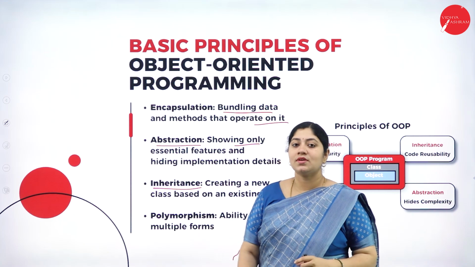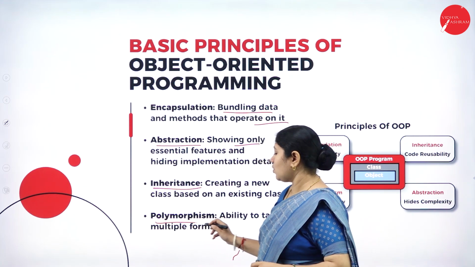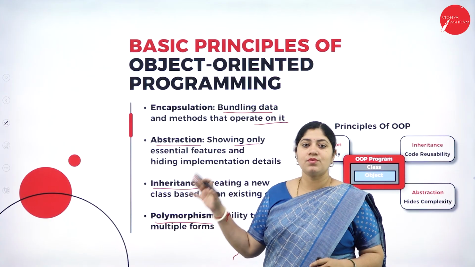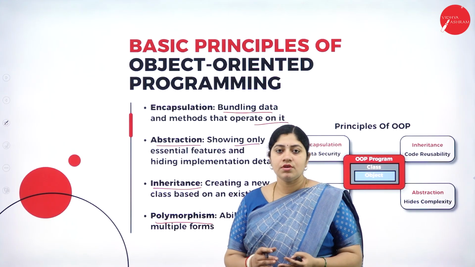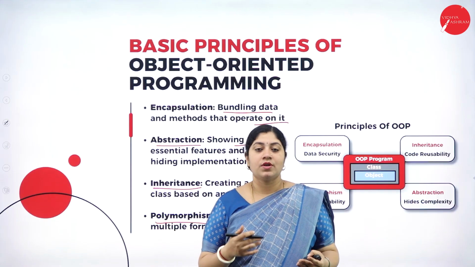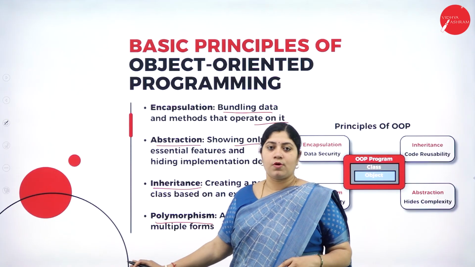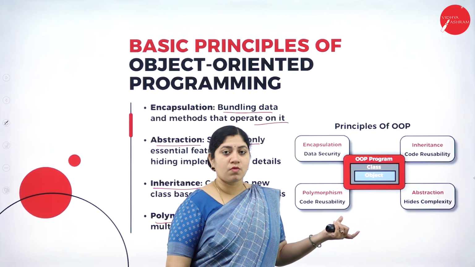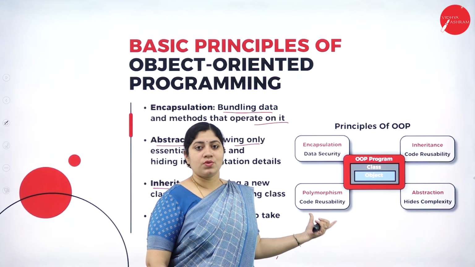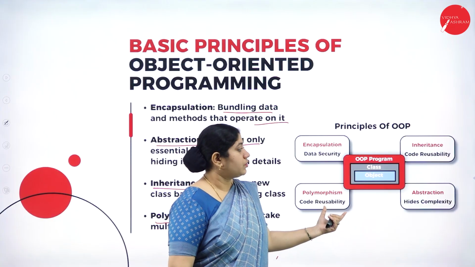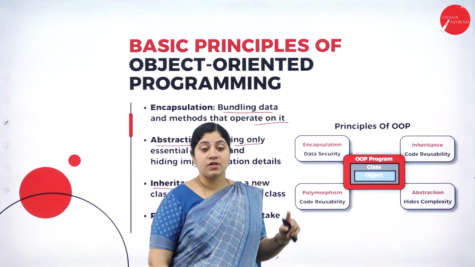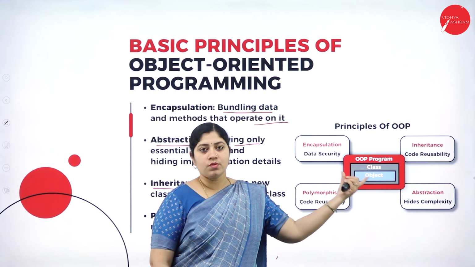Moving forward, the fourth and last principle is polymorphism. Polymorphism is also an essential principle of OOP, which gives an ability to express itself in multiple forms. So that is polymorphism. Now let's see why polymorphism is done. It is done to ensure code reusability too. So we can see here inheritance and polymorphism are two basic principles which provide code reusability.